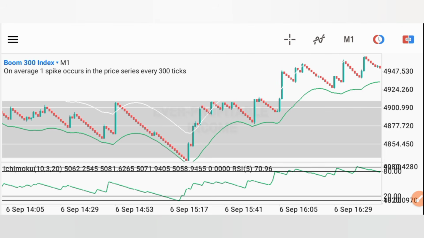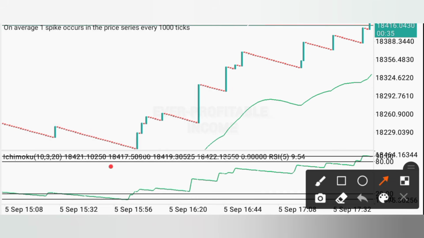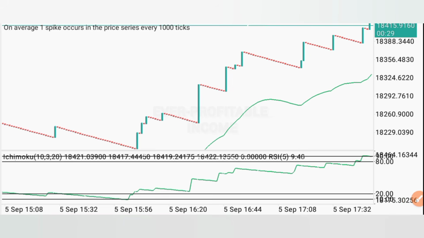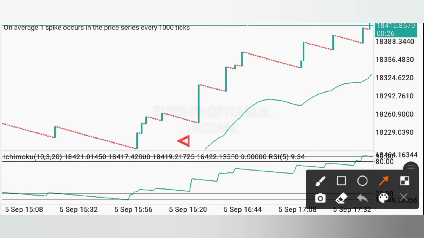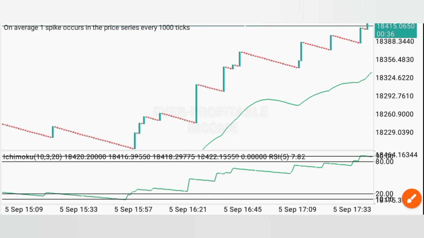Let's head over to Boom 1000, for instance. So now this is Boom 1000, and as you can see, we have our Ichimoku over here at level 10, the oversold level, and right at that point a spike occurred. But now look at the envelope. You can see that the envelope is not really showing out. The envelope is supposed to be a little bit closer over here and curve, but now you cannot see the ending of the envelope before the curve. So that is why it can't be used for Boom 1000. It has to have a different setting.